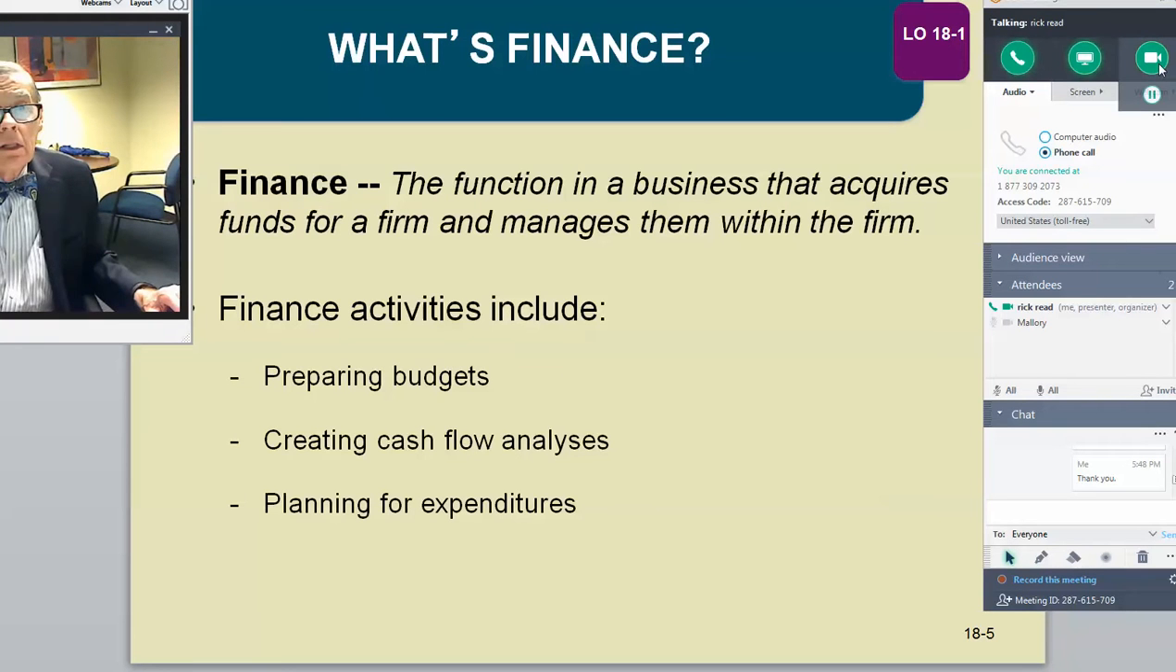Well, this is all the functions that a business uses to acquire funds for various and sundry reasons, and then to manage them. Financial activities include what we see listed here: preparing the budgets, creating a cash flow analysis, and then planning for expenditures. I would say instead of creating a cash flow analysis, it's making sure that you are able to analyze the cash flow. Now, you may want to create a system to be able to do that efficiently and effectively, and that's fine.